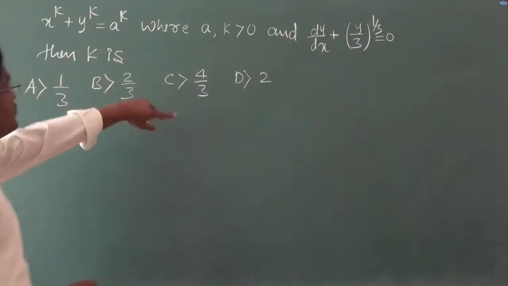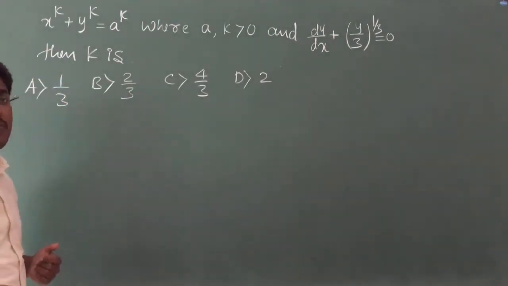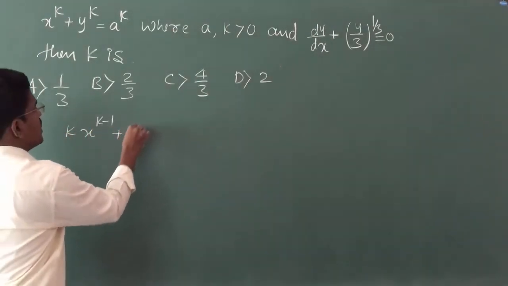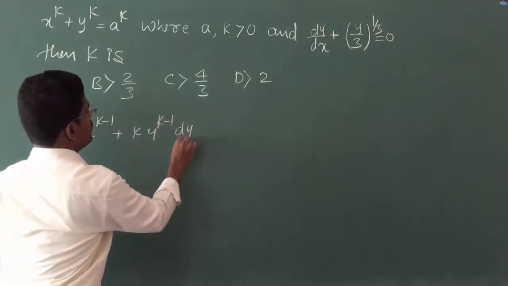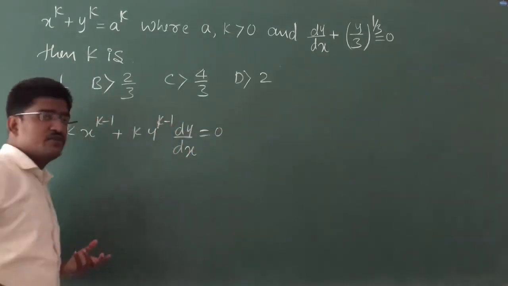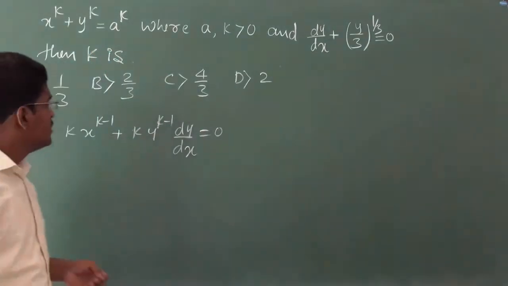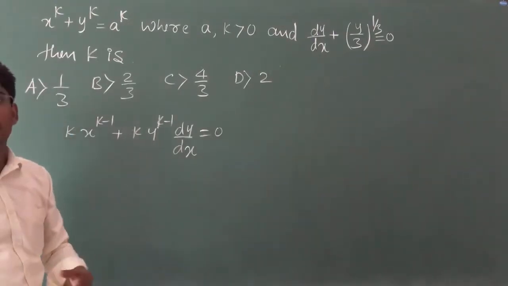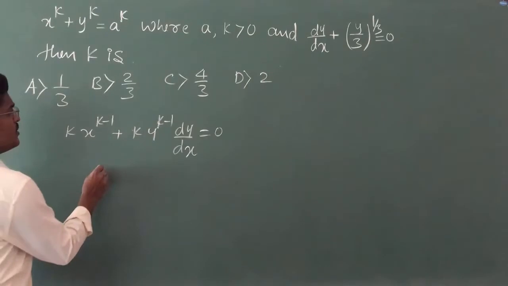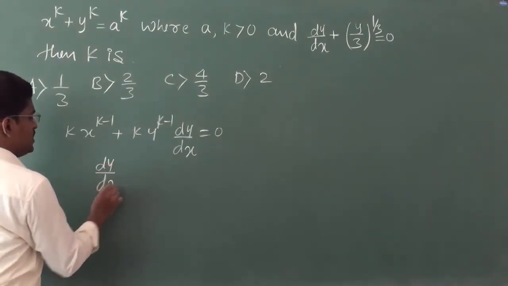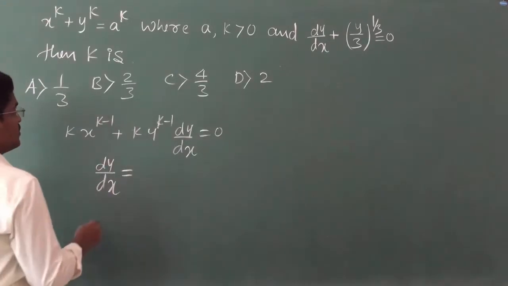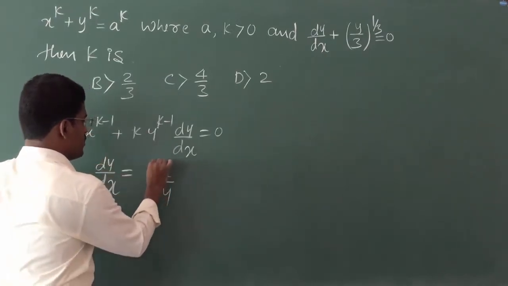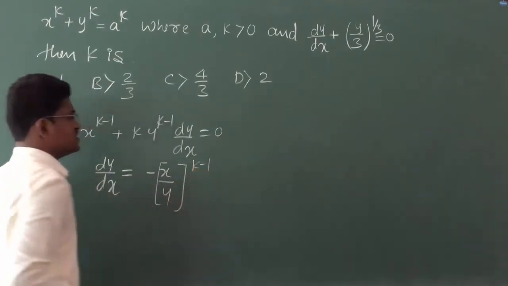So how to build the relation between these two? Let us see. Let us differentiate this. By differentiating this, what are you going to have? k x to the power of k minus 1 plus k y to the power of k minus 1 into dy by dx is equal to 0. Differential of the constant term is 0, no problem. So now, see, the k term is common. If I take the k term common and take it to that side, 0 by k is 0, no problem. Cancel. Now dy by dx is going to be written as minus x divided by y whole to the power of k minus 1.